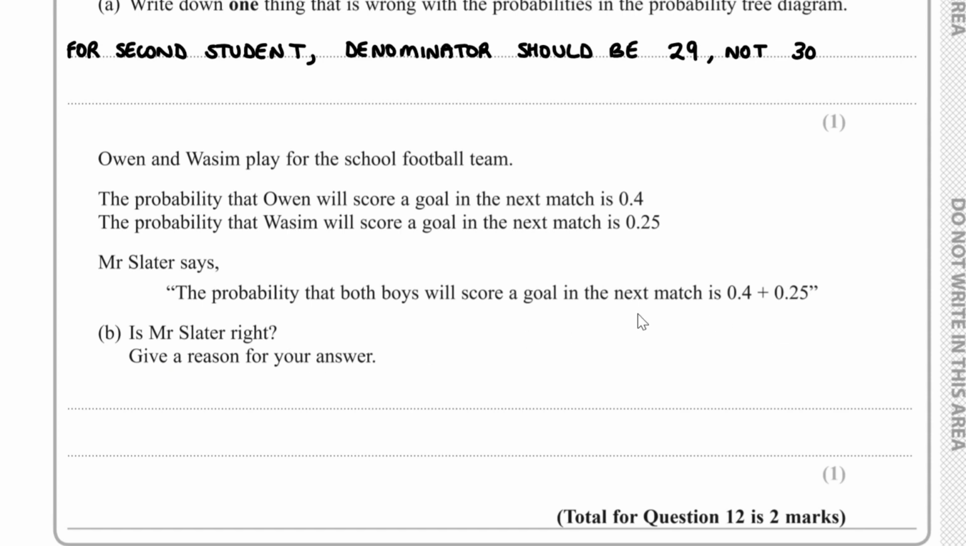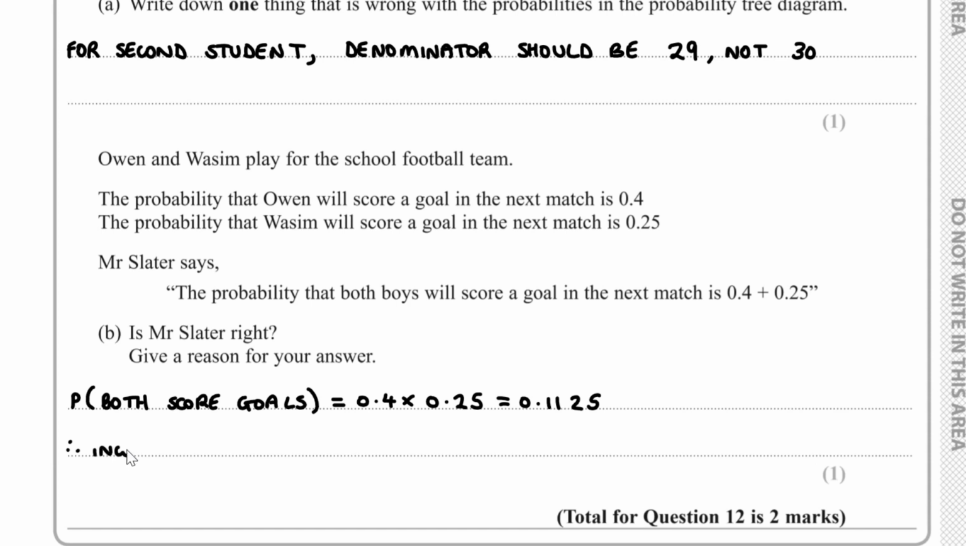Well, of course, here he needs to multiply the probabilities. So, when we multiply the probabilities, we can find the probability that they both score goals, and if we find that out, we get 0.1125, and therefore we can conclude that Mr. Slater is incorrect.